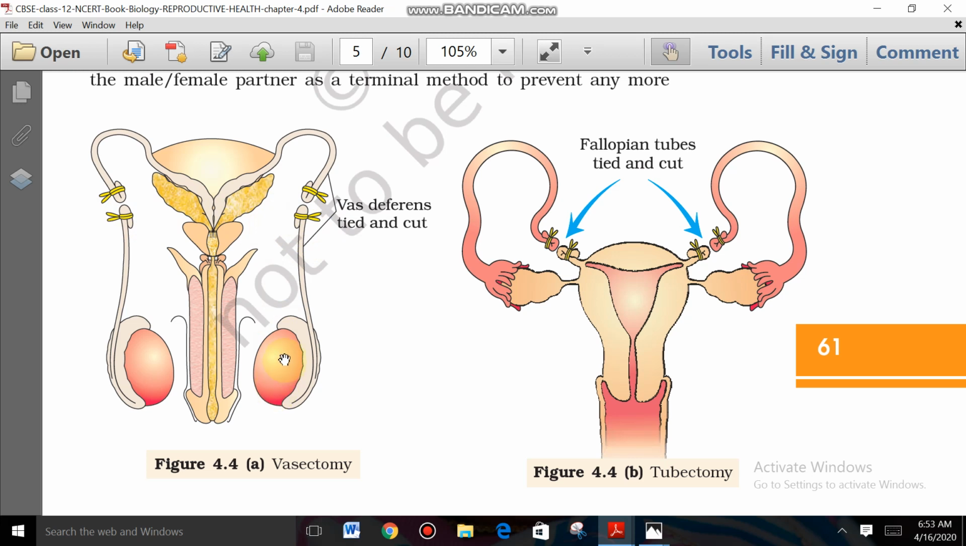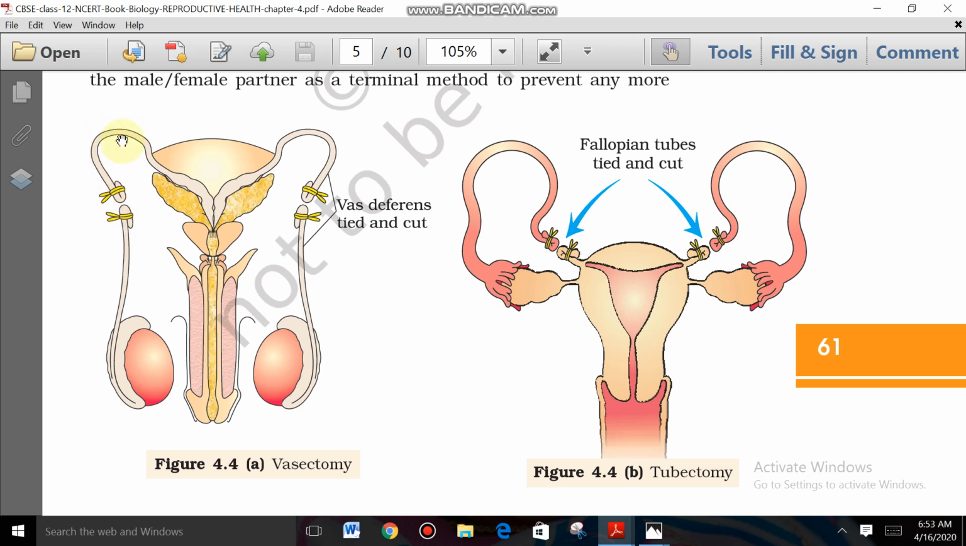From the testis the sperms are released, and along with that the epididymis, and the epididymis opens into the vas deferens. The sperms are transported through the vas deferens, and the sperms do not reach the further part of the vas deferens. What is the reason? Because the blockage takes place here only. So where do the sperms go? The sperms are absorbed in our body only. So they do not reach the further part of the vas deferens.